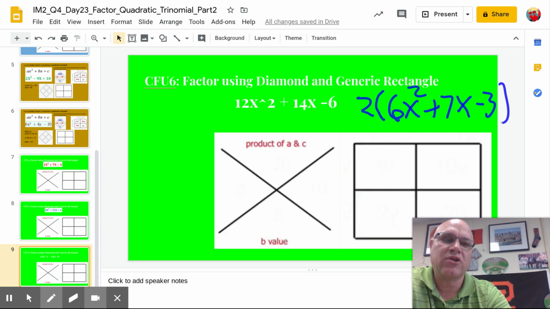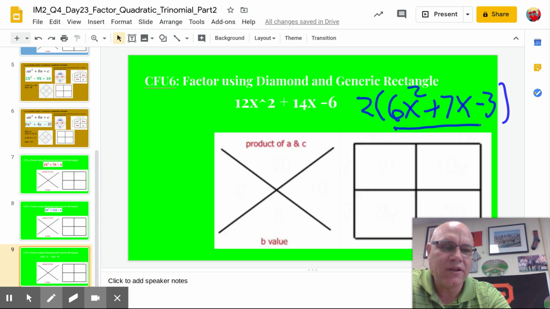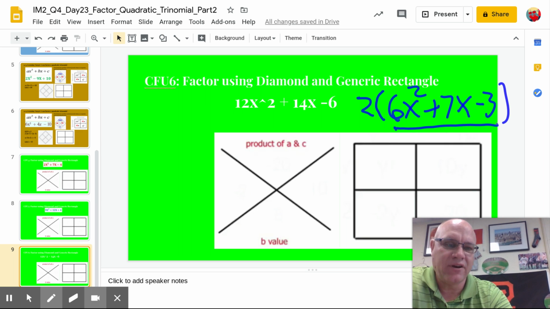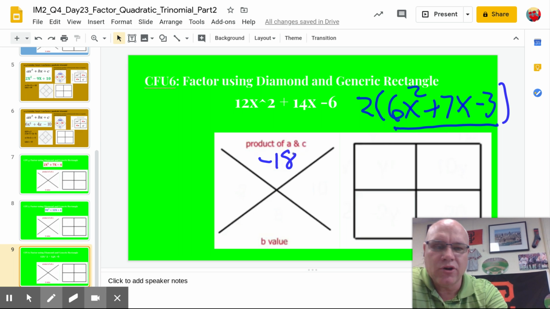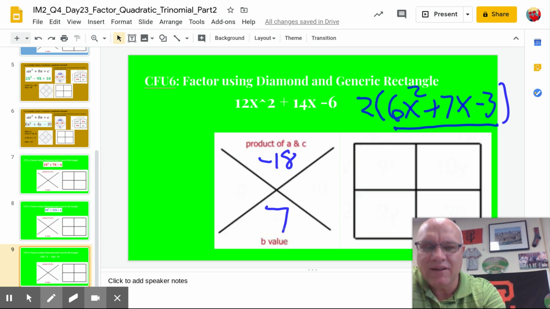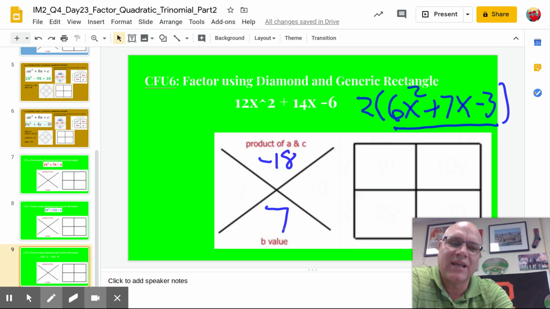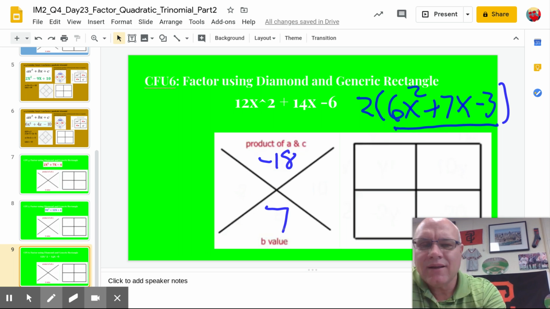So now we're going to try to factor the trinomial here. We're factoring the 6x squared plus 7x minus 3. My AC value, 6 times negative 3, is negative 18, and my B value is 7. So now I need two numbers that multiply to give me negative 18 and add to 7. I know one number is going to be positive and one negative because my product is negative.